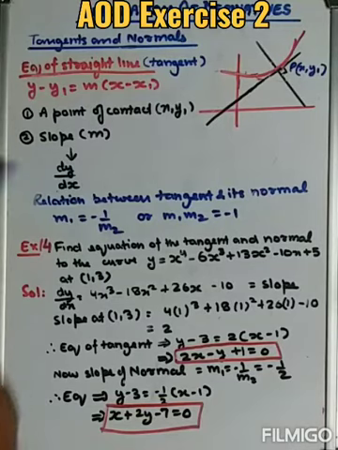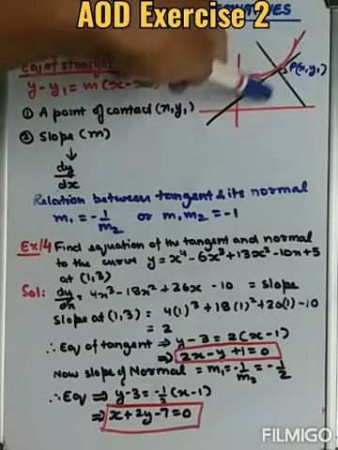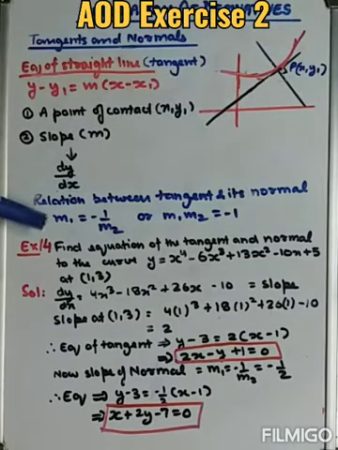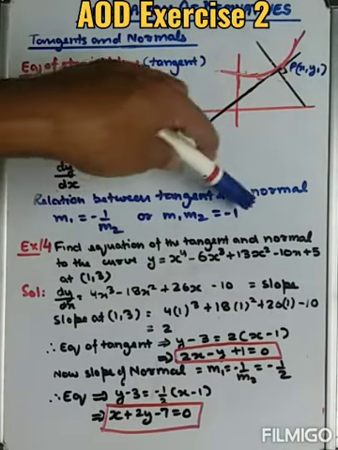And we know that the relationship between tangent and the normal is what? They are perpendicular. So when lines are perpendicular, in class 10 we have done m1 is equal to minus 1 upon m2, or m1 m2 is equal to minus 1.